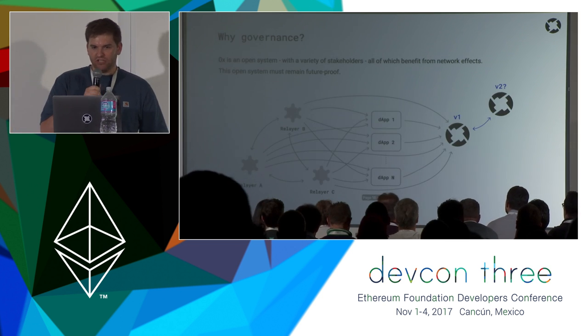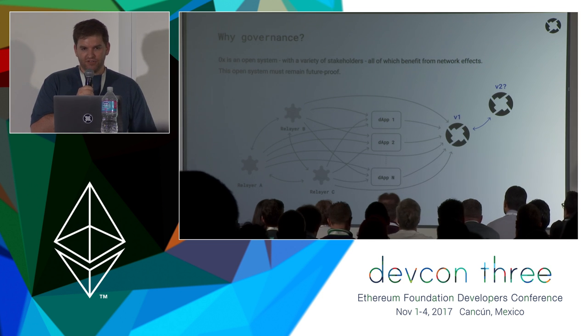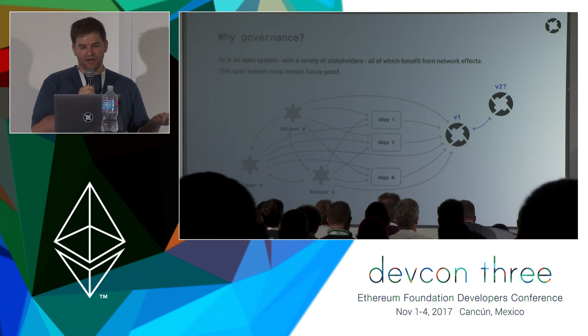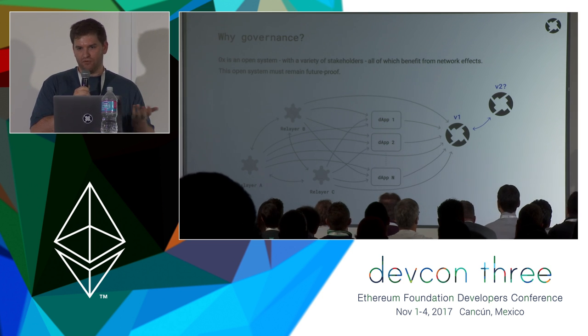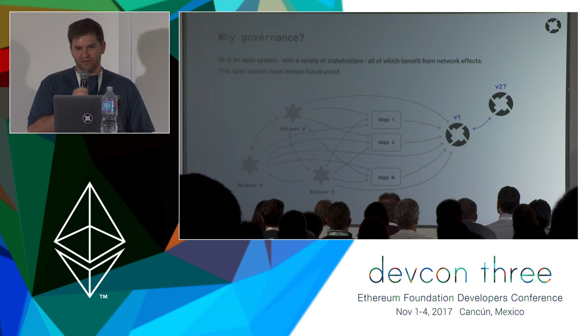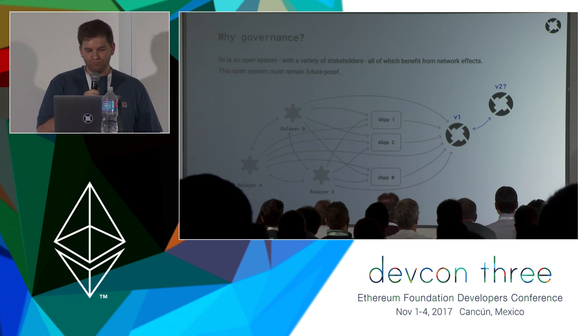So now I want to talk a little bit about governance. 0x is an open system, and there are a variety of stakeholders, and they each have their own motives and their own desires that they need out of the protocol. But they all benefit from the network effects of building on top of the same shared standard.